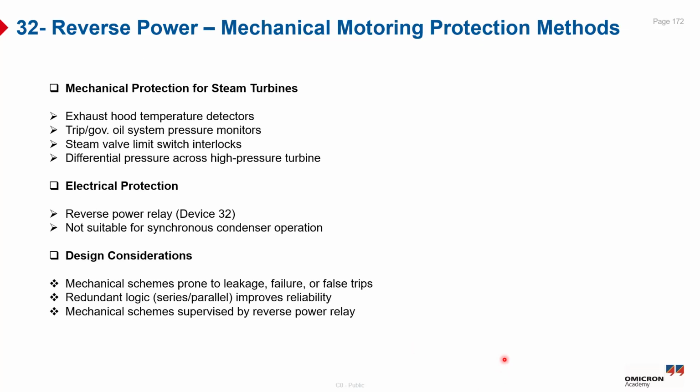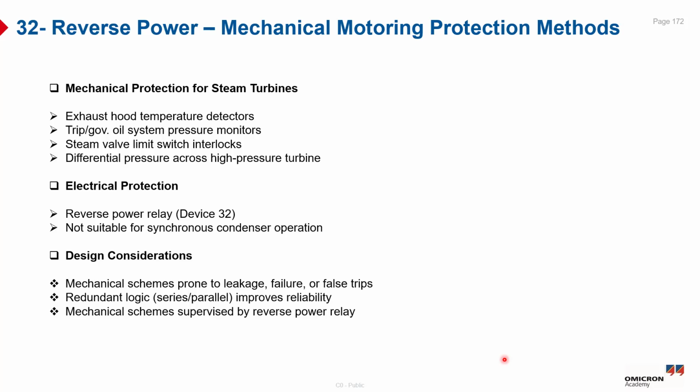When it comes to the mechanical motoring protection, especially for steam turbines, we focus on detecting the unwanted motoring conditions through several signals. The exhaust hood temperature is quite sensitive since motoring heat builds up, but it's mainly used for alarms, not tripping. A more reliable indication comes from trip and governing oil pressures, which show whether the steam valves are actually closed. Also, limit switches can be used, but they tend to misoperate on the large machines.